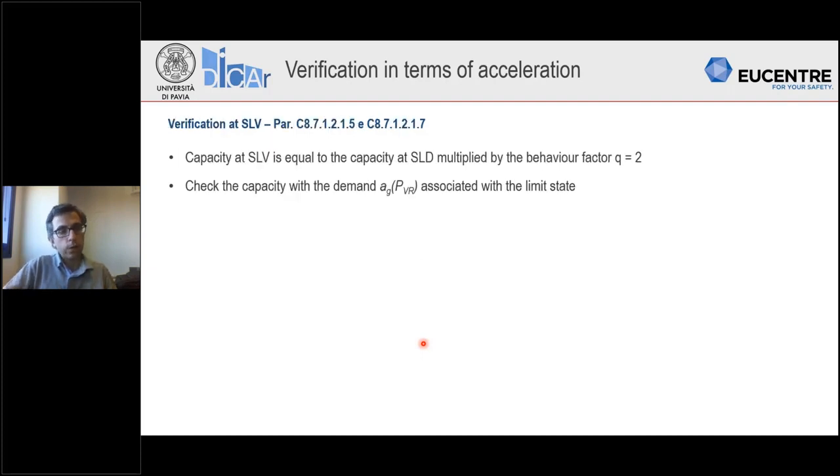Once you have performed the verification at the damage limit state, the verification at the ultimate limit state is somehow straightforward, because the capacity at the ultimate limit state is simply the capacity at the damage limit state multiplied by the behavior factor for the out of plane verification, which is assumed equal to a value of 2. Again, once you have the capacity, you then have to compare the capacity with the demand, in terms of acceleration corresponding to the probability of exceedance associated with the ultimate limit state.